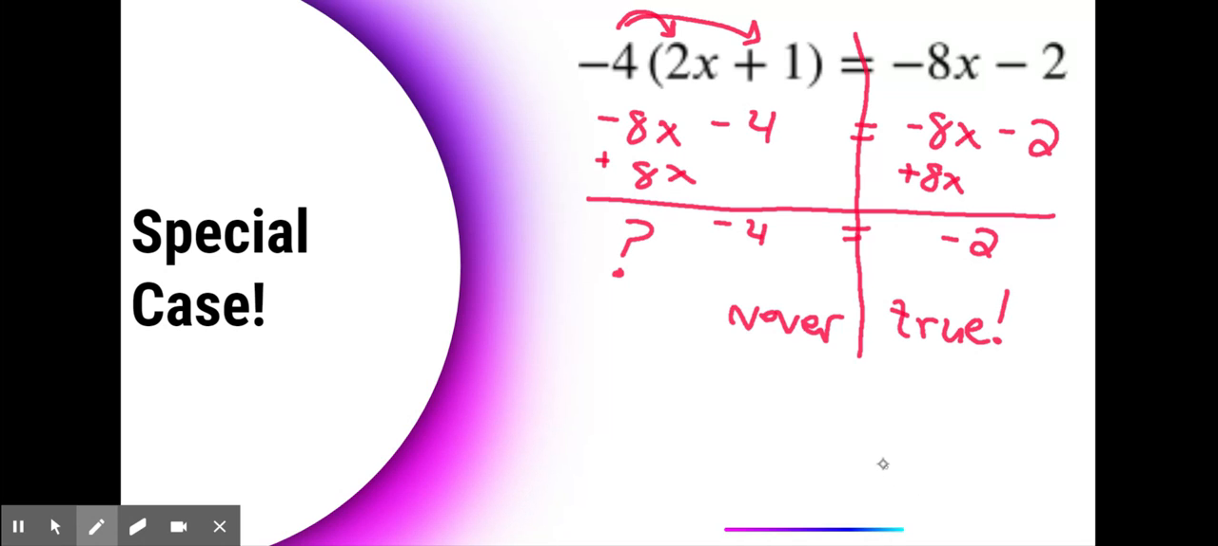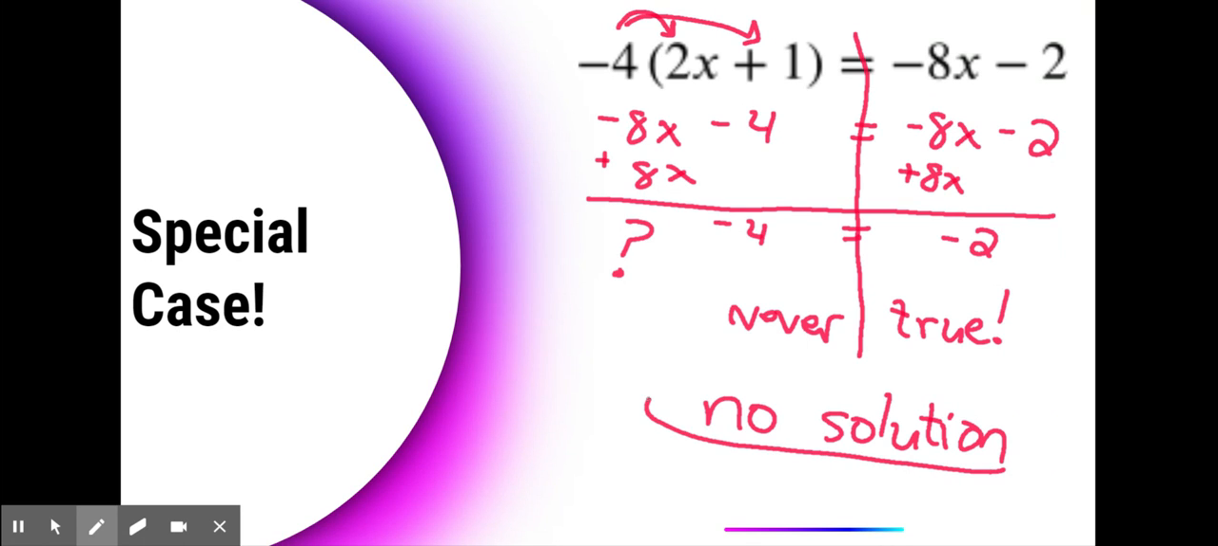All right, if it's never true, that means there is nothing you can plug in for x up here and get a solution. There is no value of x that makes this true. So if it's never true, you write no solution. Okay, that means no value of x makes this true.